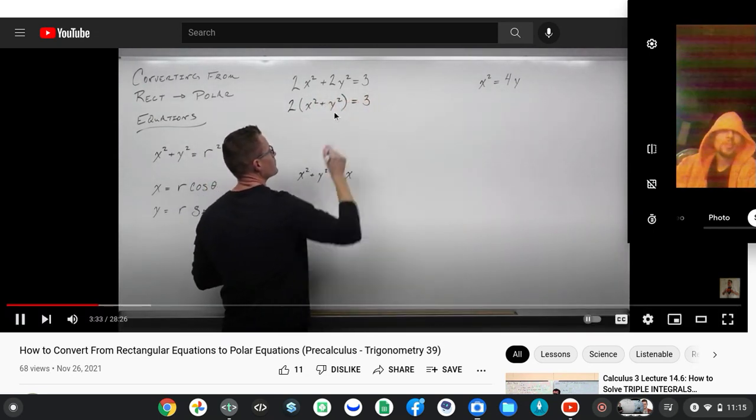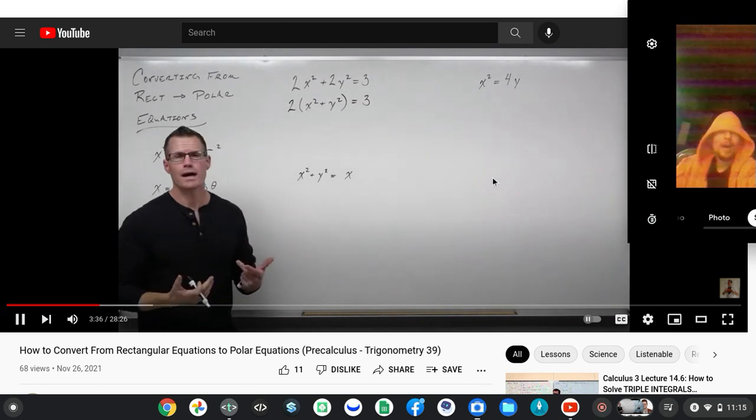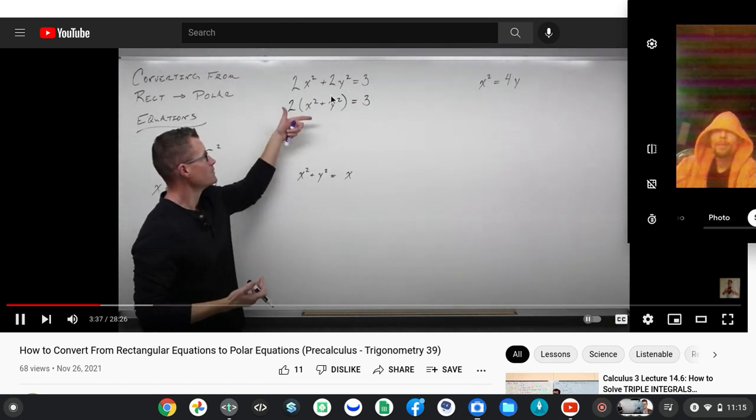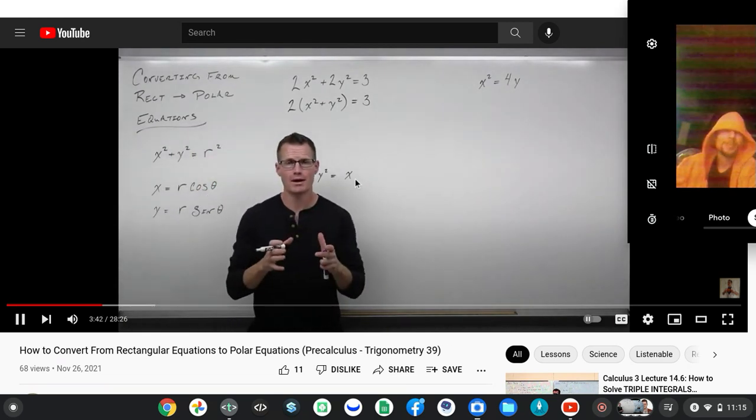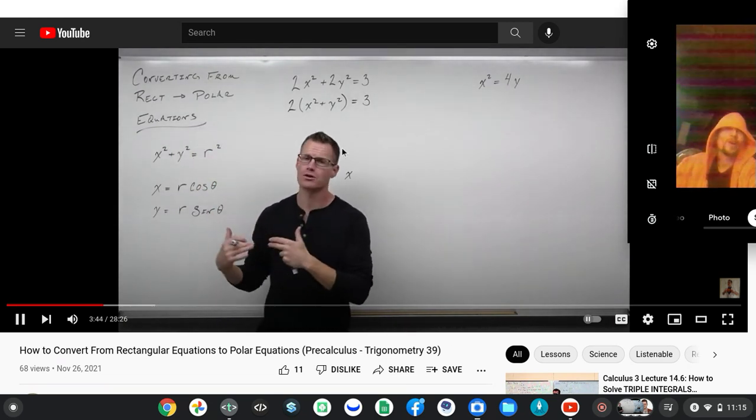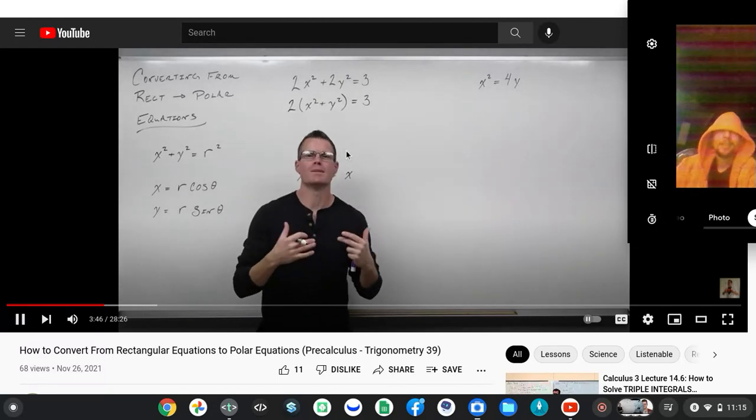Now, if we do that, notice that x squared plus y squared is exactly the Pythagorean theorem. It tells us r squared, and then we can make that substitution.